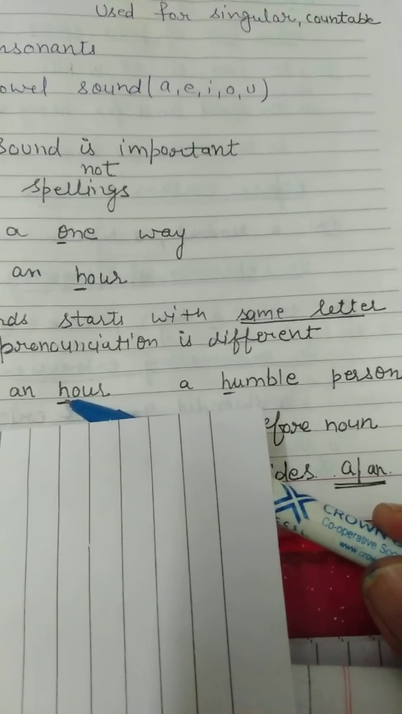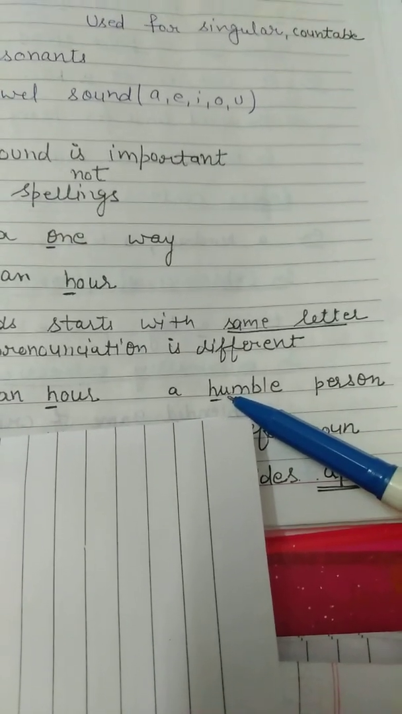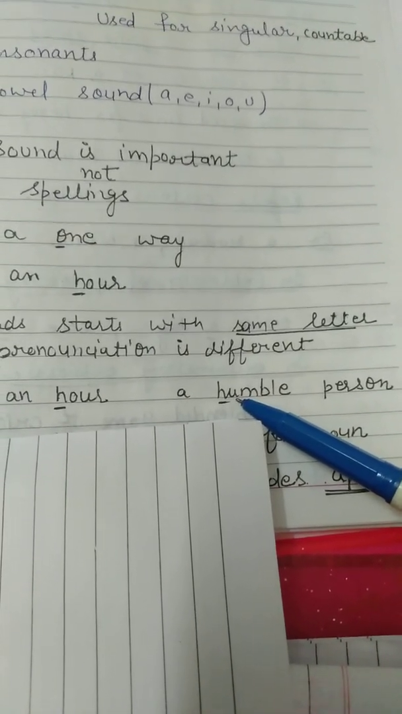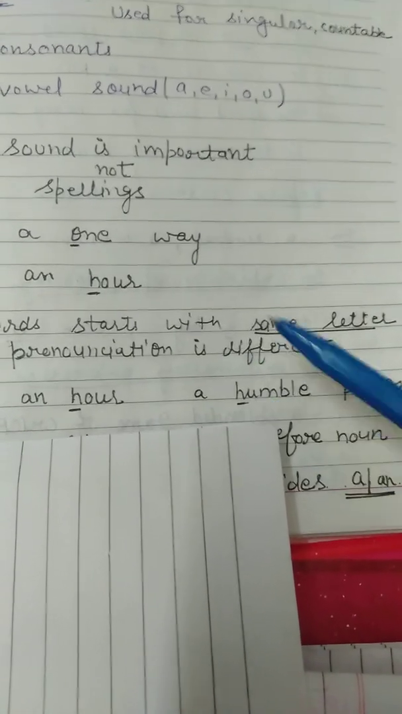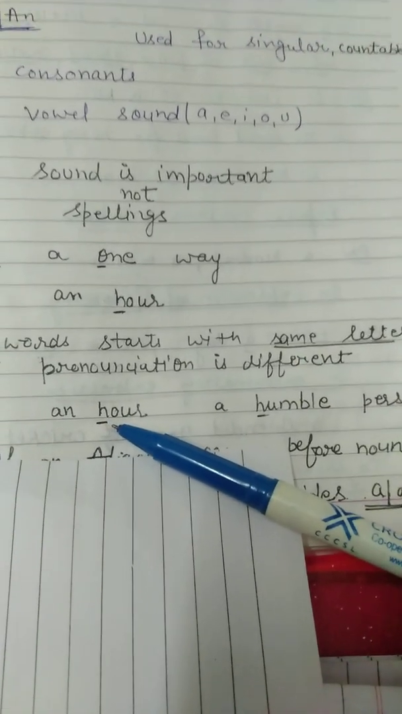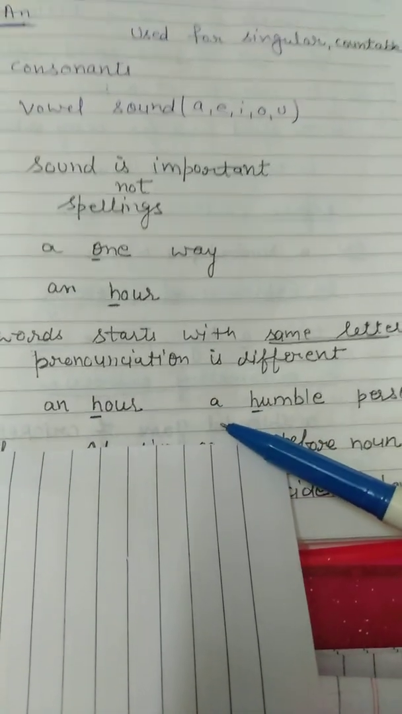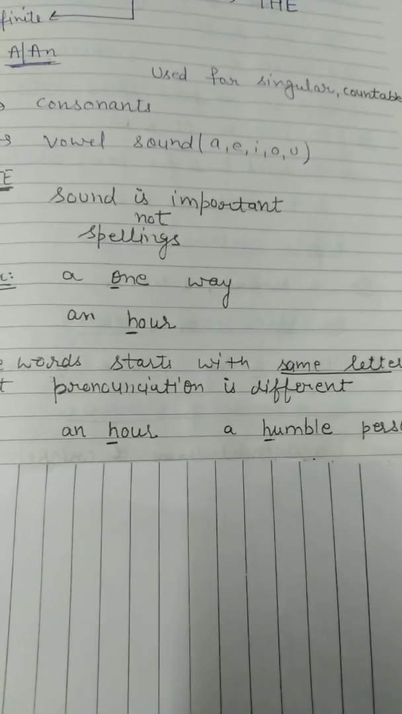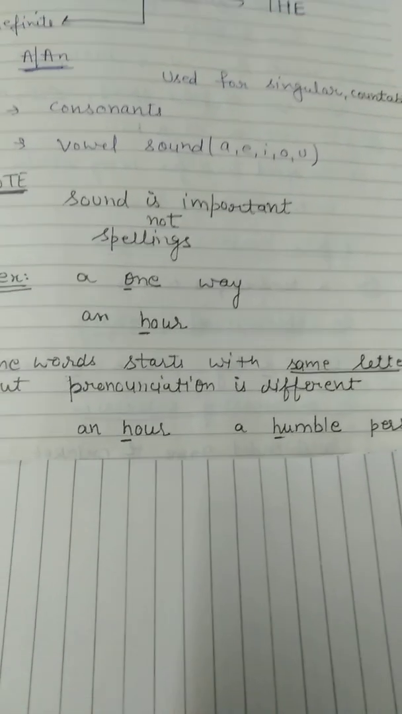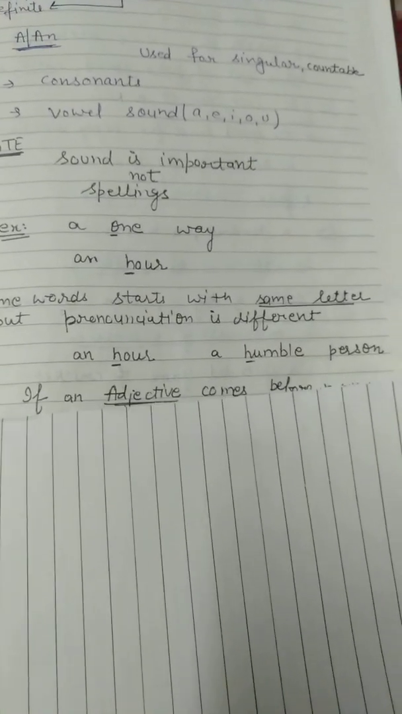In "hour", a vowel sound is used. In "humble", the h sound is used. So this is the sound of the consonant and this is the sound of the vowel. That's why we use an here and a here. Clear, students? You have to find out more examples related to it. Then you will understand it better.